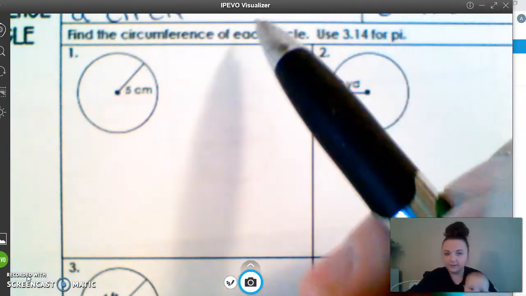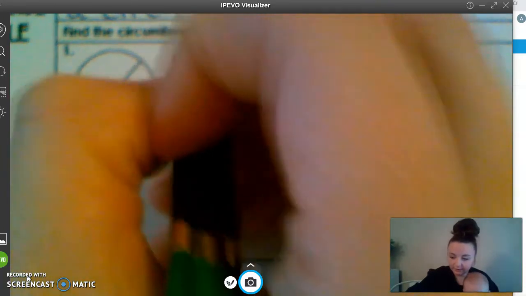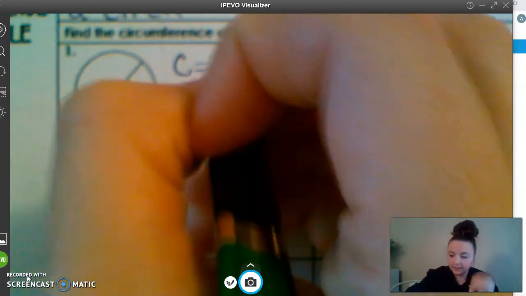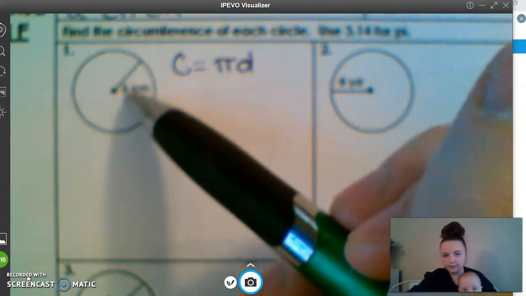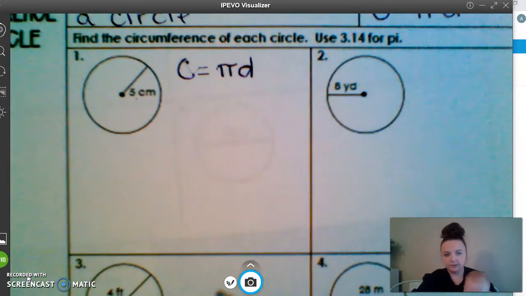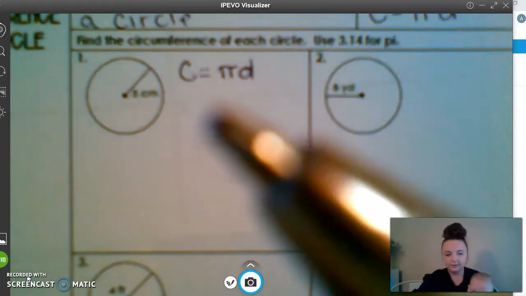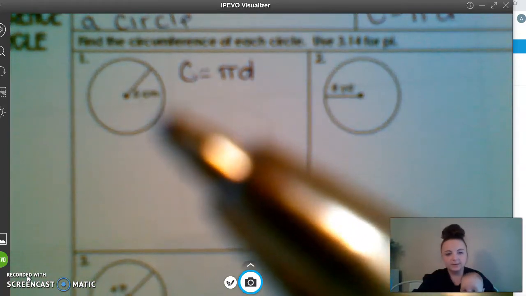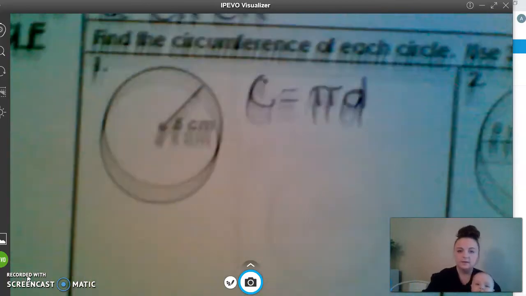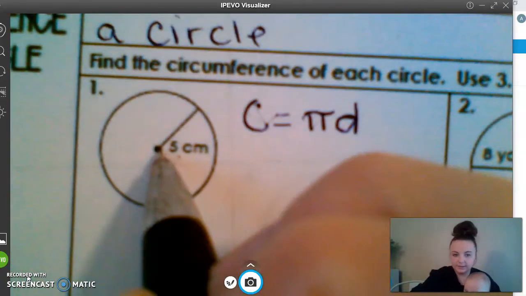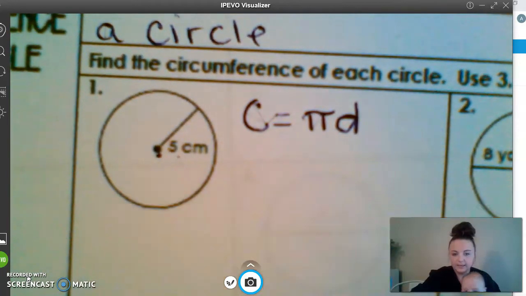So it says find the circumference of each circle. Use 3.14 for pi. So I'm going to go ahead and write circumference equals pi times diameter. Now, here's the thing. Number 1 gives me this picture. And I know that from the center to the outside edge is 5 centimeters. But I need the diameter.